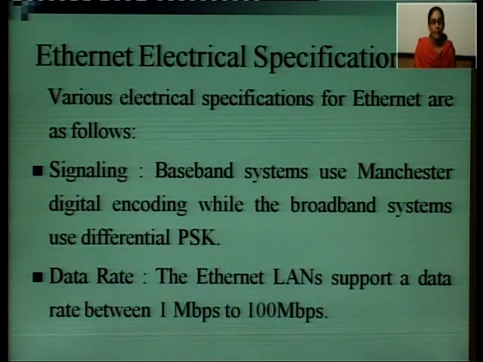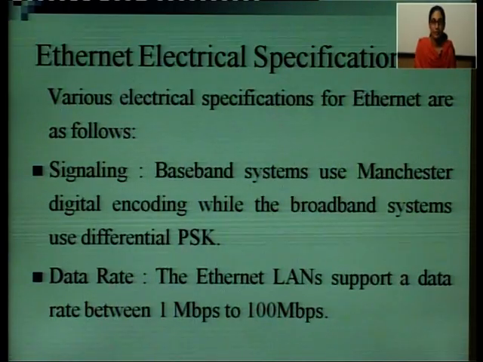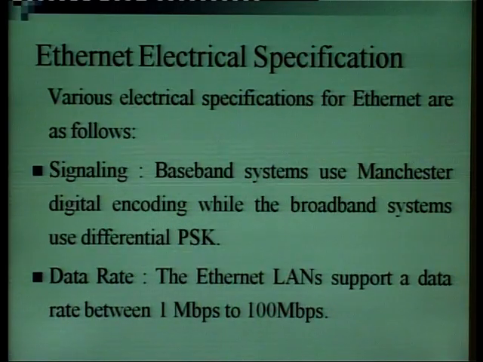Now the next topic is Ethernet electrical specification. Various electrical specifications for Ethernet are given. First of all, the signaling. What type of signal can we handle with Ethernet? We can handle two types of signal: one is digital and second is analog. Baseband systems use Manchester digital encoding so that we can handle digital signals, while the broadband system uses analog signals, using differential PSK encoding.